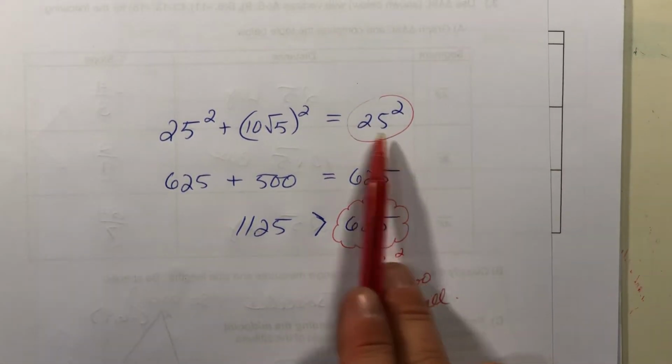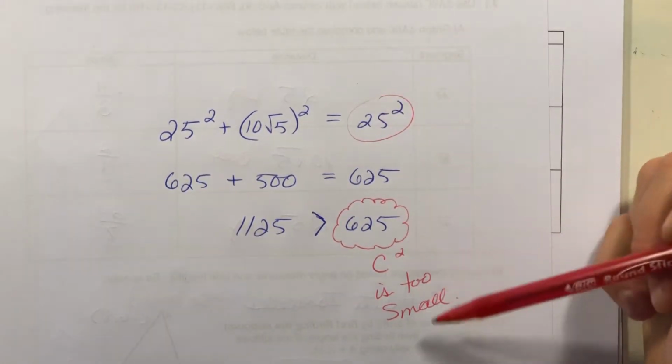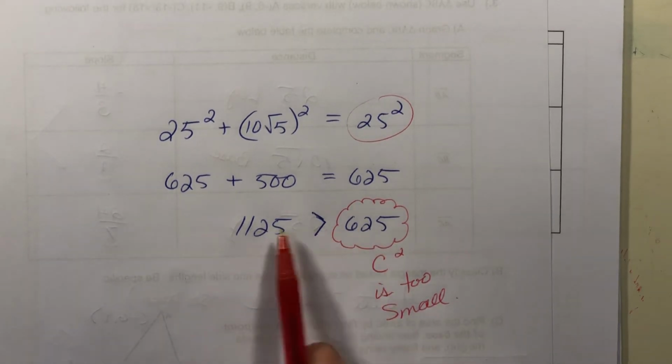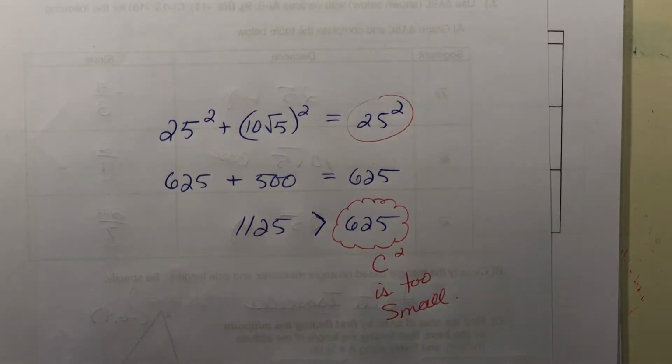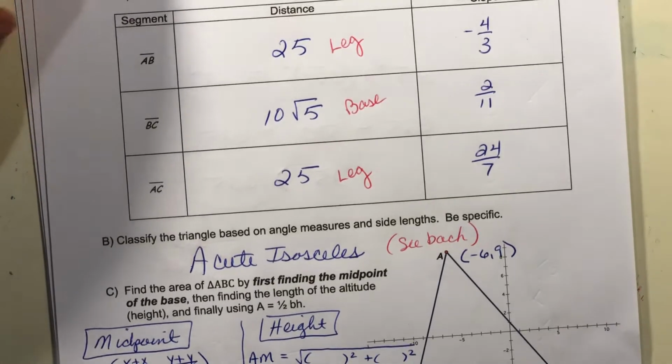Now, this is going to be impossible. I know, because I have 25 squared on each side. But by the time I get to the end, I have a c squared value that is too small in comparison to a squared plus b squared. Therefore, going back to the other side, that is why I have written down that this is an acute isosceles triangle. All right, but the majority of this video, I want to concentrate on finding the area.